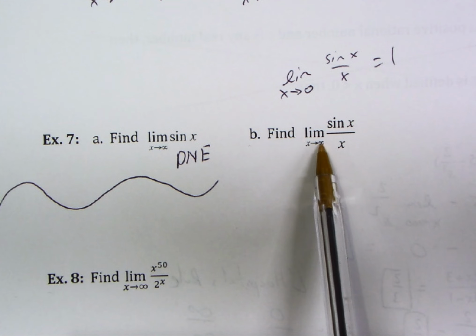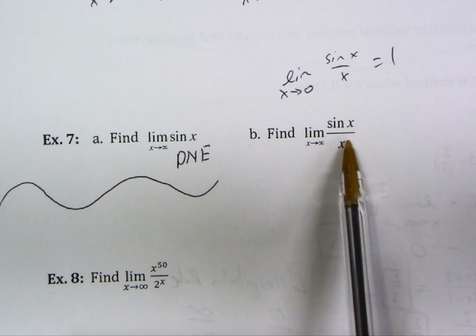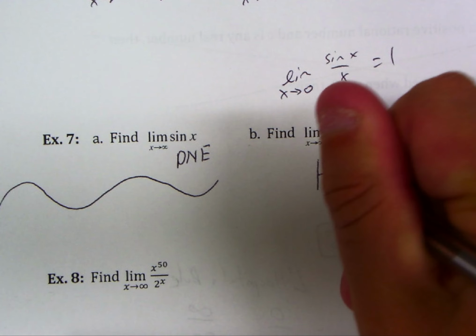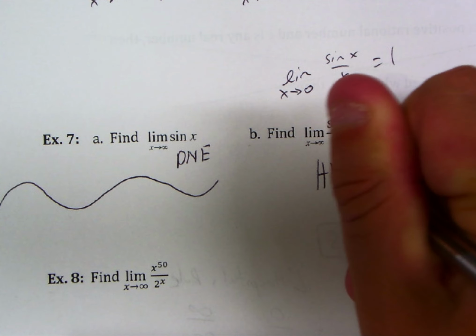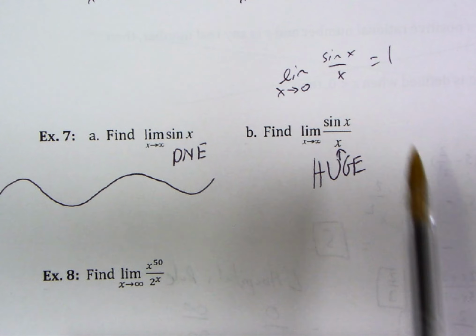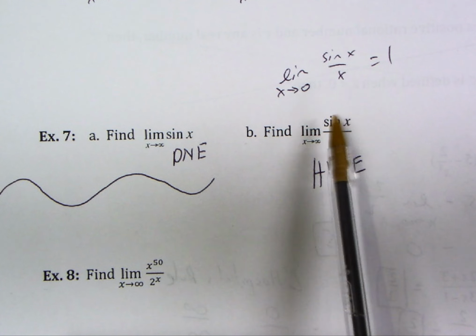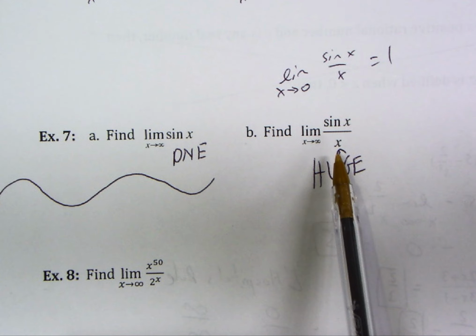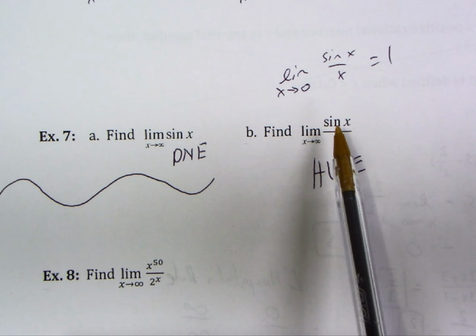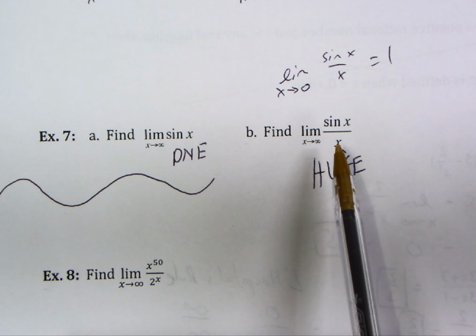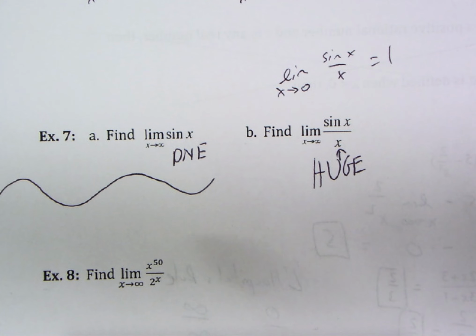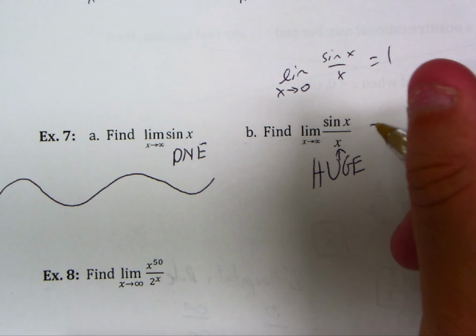Now think about what happens as x goes to infinity. On bottom, this is huge. So on top, we always have a number between -1 and 1, always. The bottom's getting bigger and bigger. So we have a really small number on top compared to a gigantic number on bottom that's approaching 0.